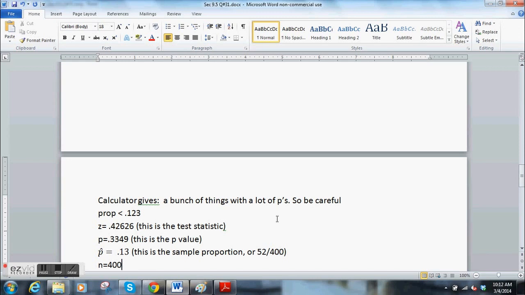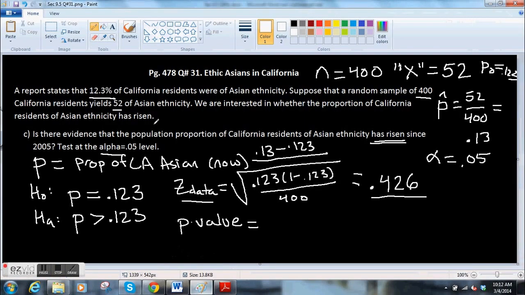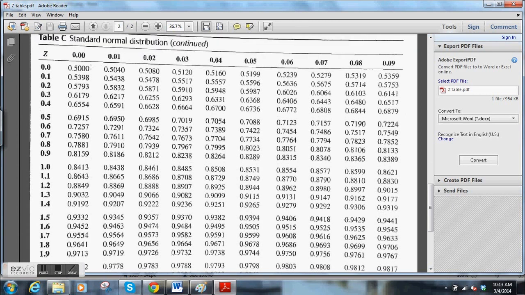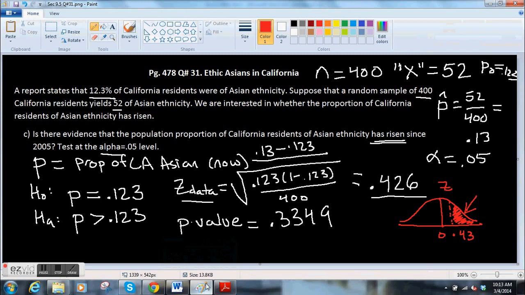So let's go back to our picture. The p-value is 0.3349. As an aside, if you didn't have the calculator, you would have to find the p-value like this. This is a z-table. You found your test statistic, 0.43. The p-value is this area, and the table gives you the other area. Most of you are not doing this, so don't do it this way. Do it on your calculator. 0.43 gives you 0.6664, so that area is 1 minus 0.6664, which equals 0.3336, which is what we got from the calculator. So let's just do the calculator way.